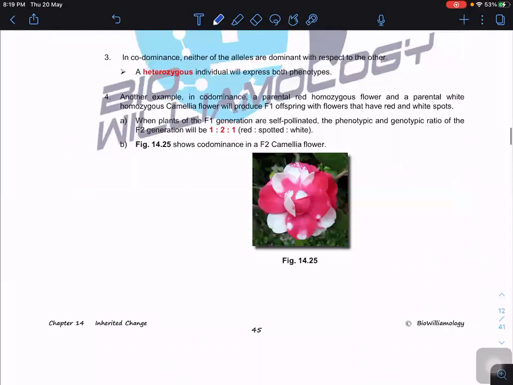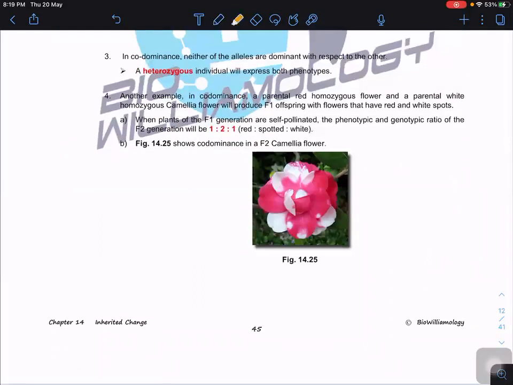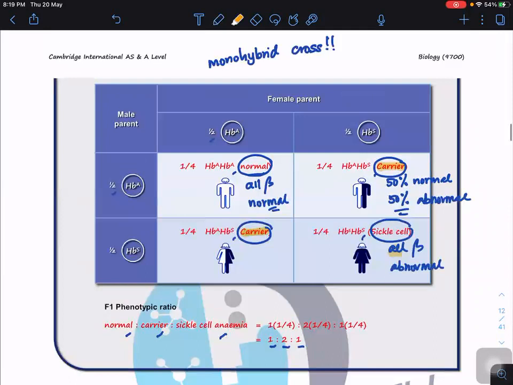So in codominance, neither of the alleles is dominant with respect to the other. So they are equally expressed, therefore a heterozygous individual will express both phenotypes. Can you see that? If you follow this one, they have the phenotype of normal, they have the phenotype of sickle cell, but this carrier will have a mixture of both of them, normal and also sickle cell. Are you clear? Normal and also sickle cells or abnormal beta globins.